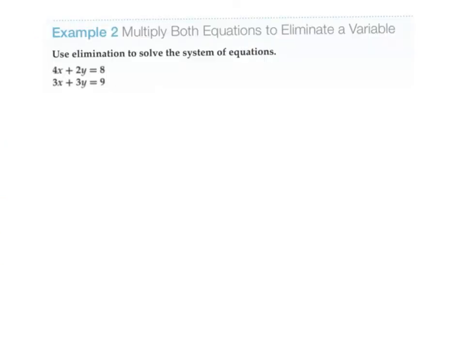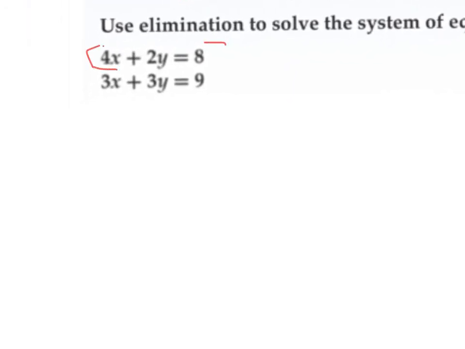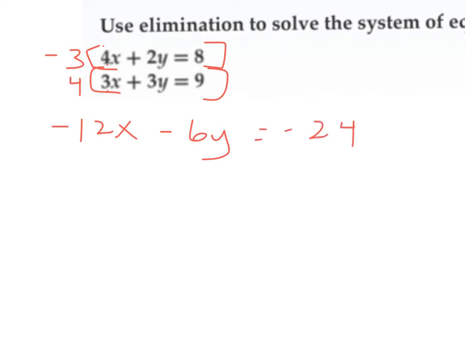Now we're going to do the multiplication method one more time so you can see it again. So I'm going to multiply the top by whatever this number is, which is a 3, but I'm going to change its sign. I'm going to multiply the bottom by whatever number I see on top, which is a 4. Only one of them has to change. So now I multiply. Negative 3 times 4 is a negative 12x. Negative 3 times 2 is a negative 6y. Negative 3 times 8 is negative 24. Bottom is 3 times 4, which is a positive 12. 4 times 3, which is a positive 12y. And 4 times 9, which is 36.